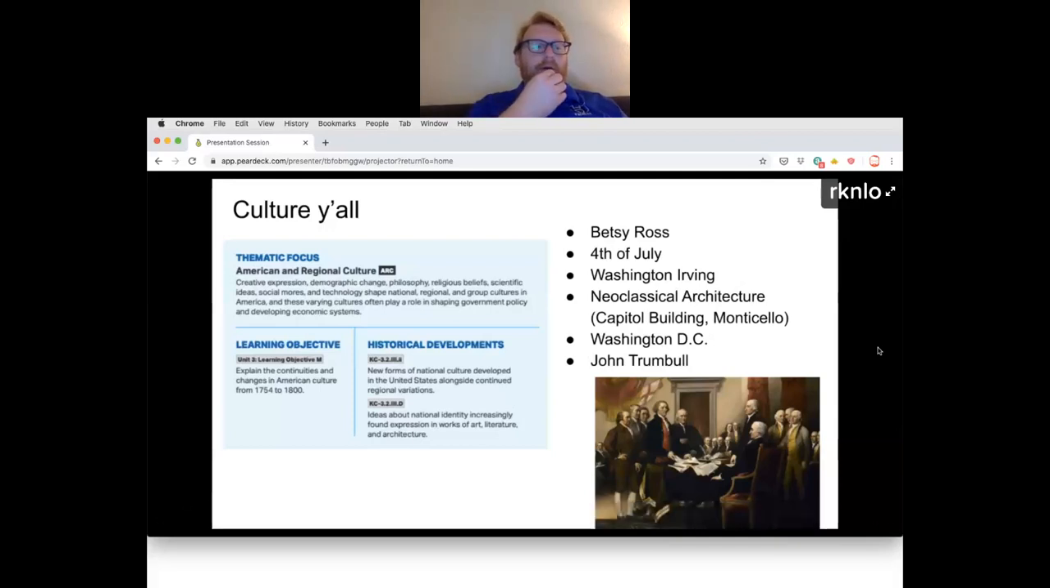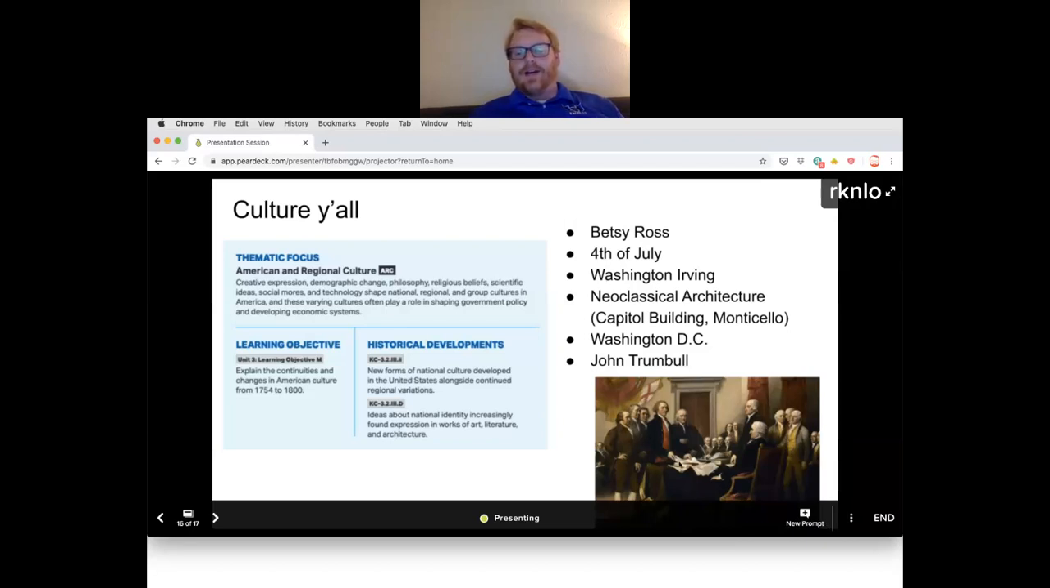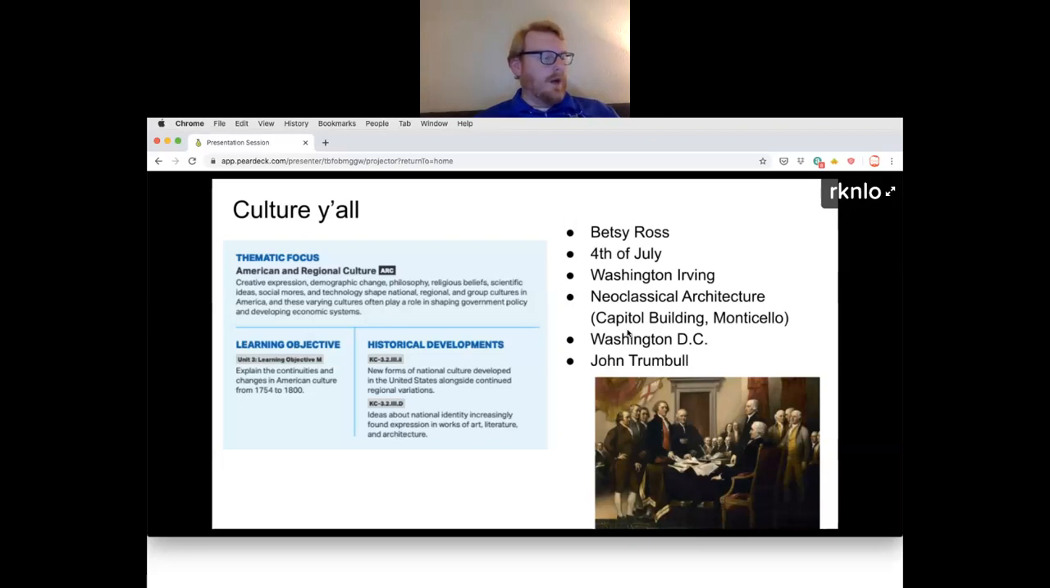All right. So out of the American Revolution, you have the creation of a national culture. What does that mean? National icons like Betsy Ross and the American flag, the 4th of July. You also have American artists like John Trumbull painting in the neoclassical style, American art, like this painting of the signing of the Declaration down here. You also have the creation of neoclassical architecture with the development of Washington, D.C., the Capitol Building, the White House, and so forth. And then we have literary writers who are creating American novels, like Washington Irving.